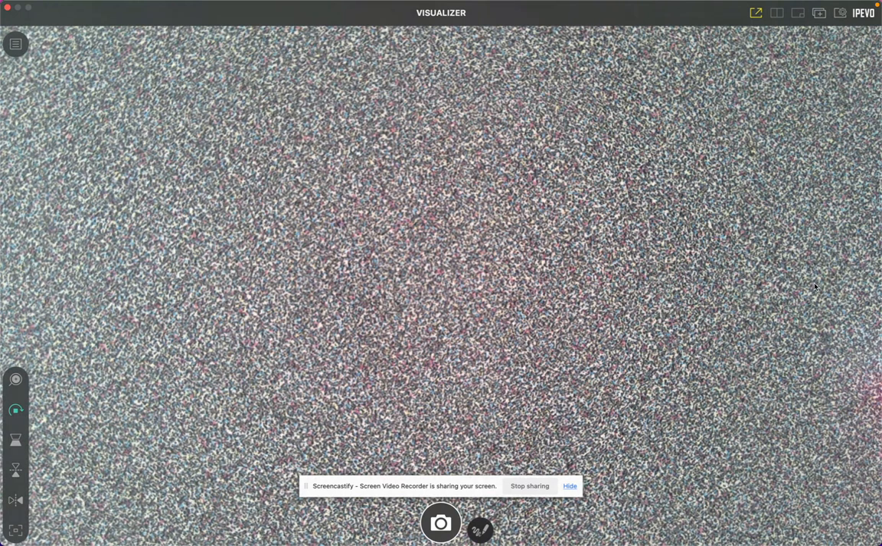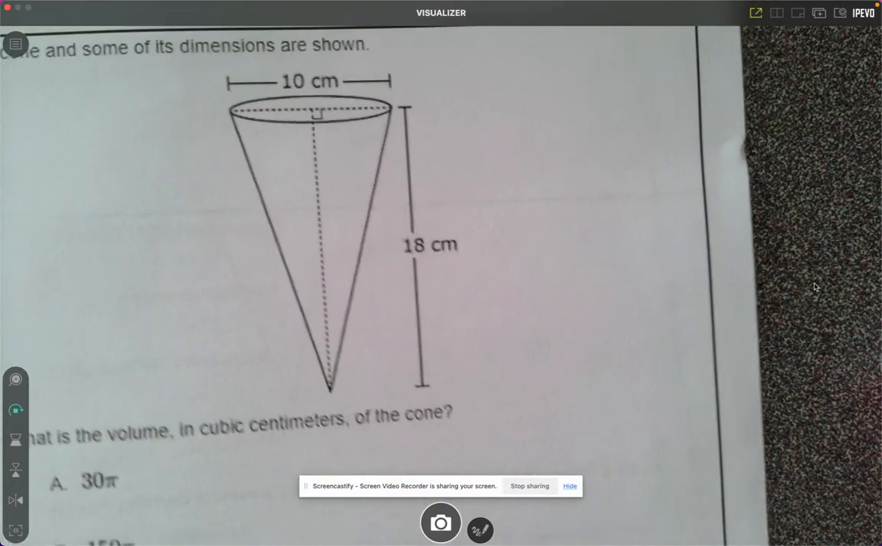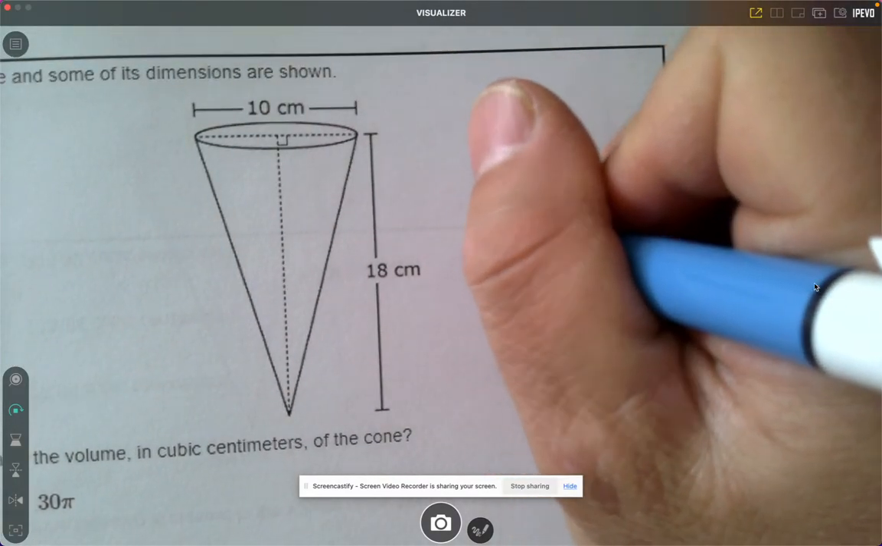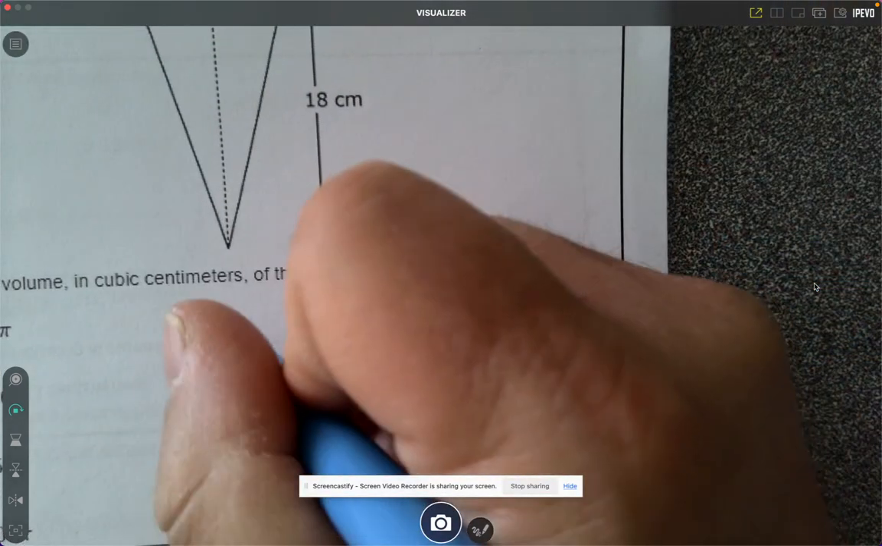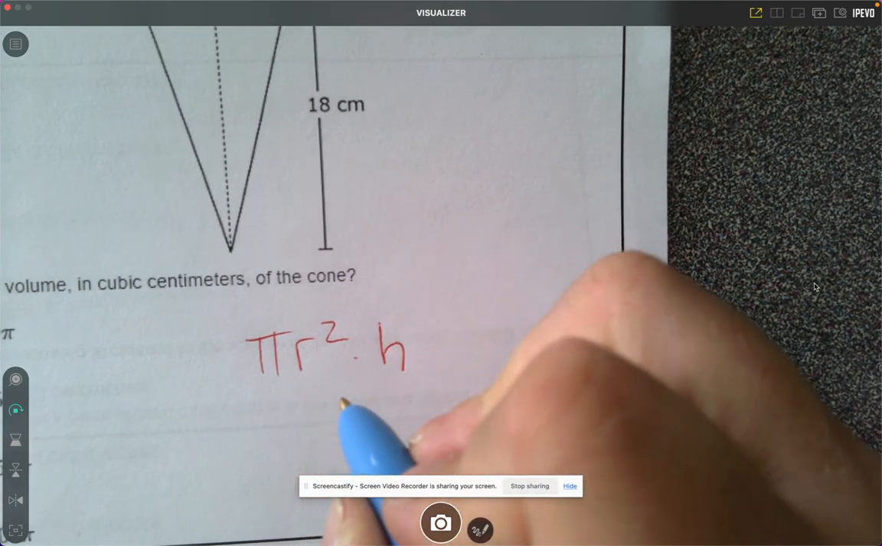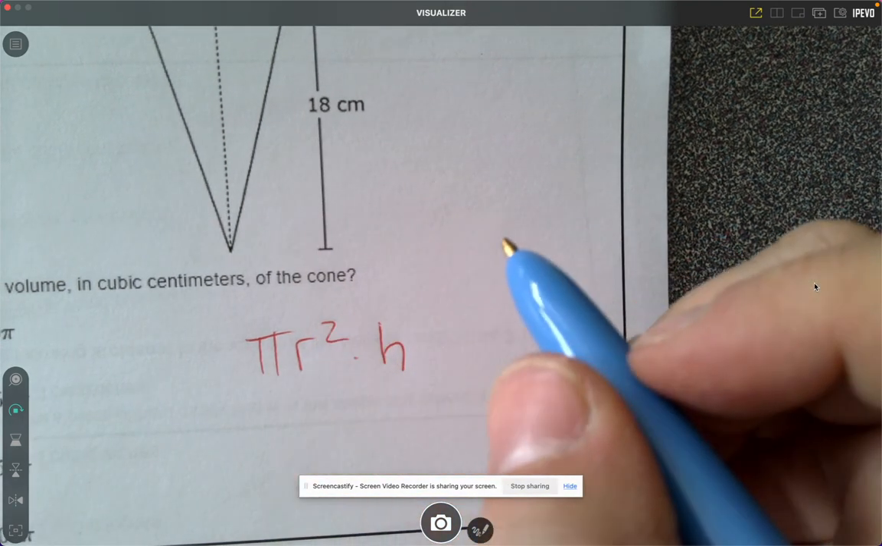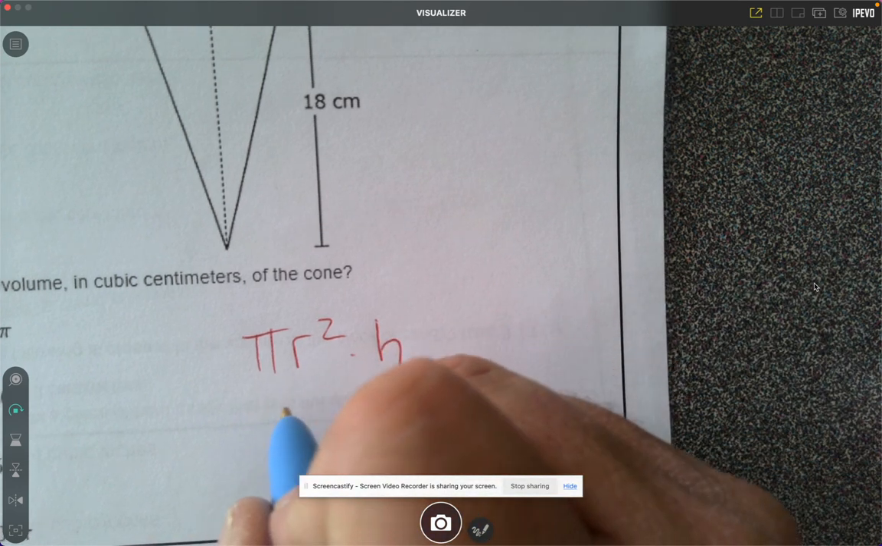All right, moving right along. Volume. Okay, cone. Let's do it. So you have the formulas, the cone formula. Let's say you're going through it. You're like, all right, pi r squared times height, and then divide by 3.